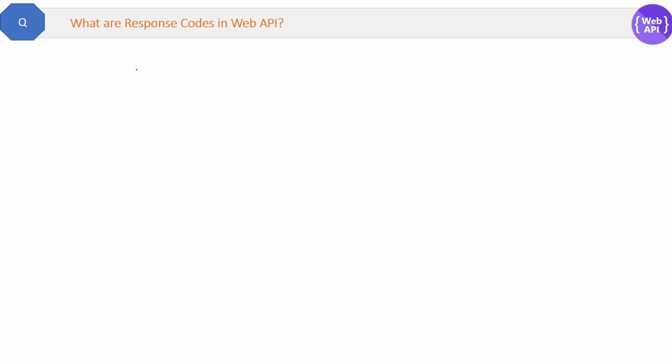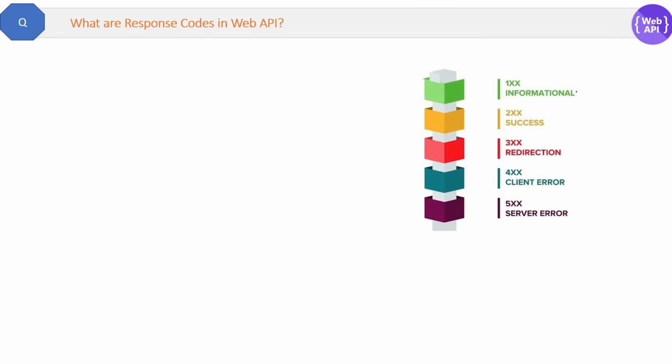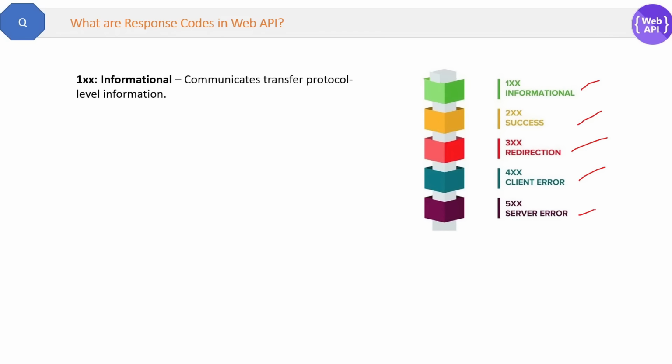What are response codes in Web API? This is very important to know from a developer point of view. When you send any request to the Web API, you will receive some response, and these responses will have some response codes. So what are these codes? These are the 5 types of codes we will receive from the Web APIs. Let's see them one by one, what they actually do.